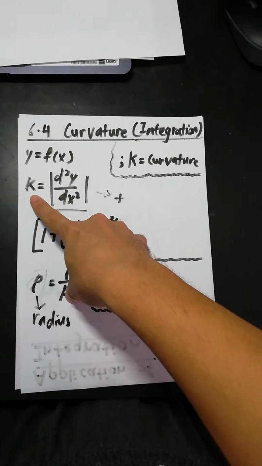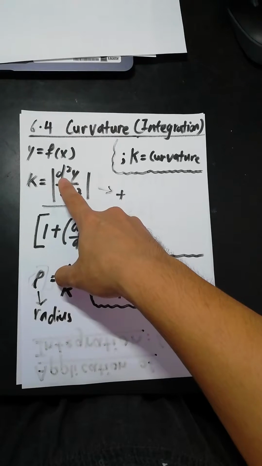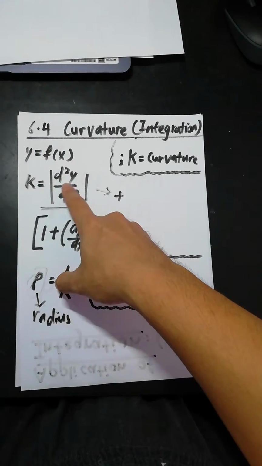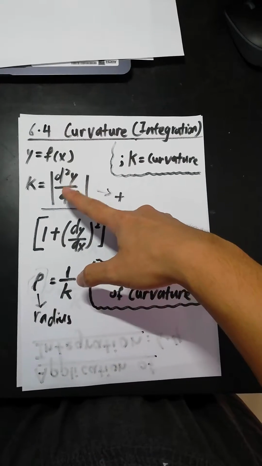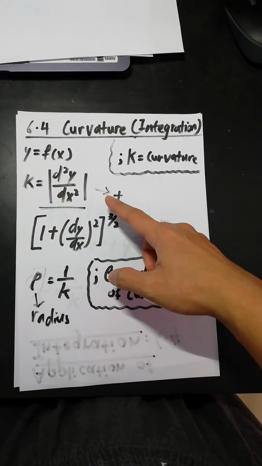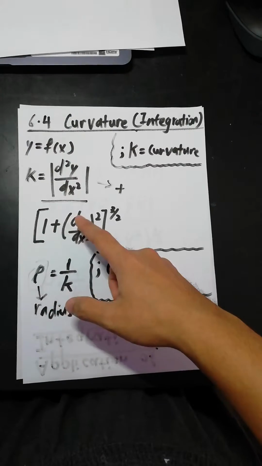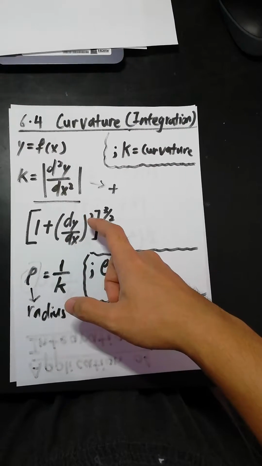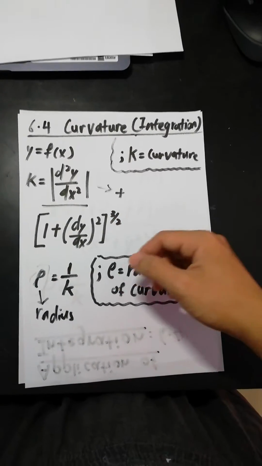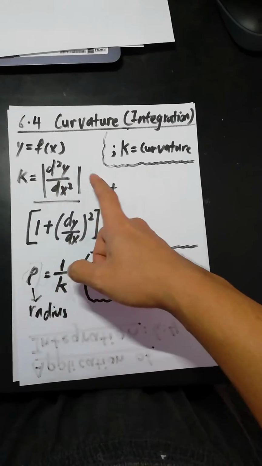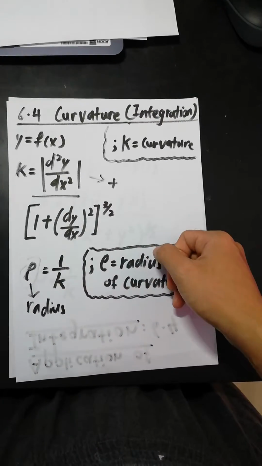The curvature K would equal the modulus of d squared y over dx squared, that means the second derivative. So it's in the modulus, which means this will always be positive, over bracket 1 plus (dy/dx) squared, to the power of 3 over 2. If you get this formula, you can get the curvature of the graph.